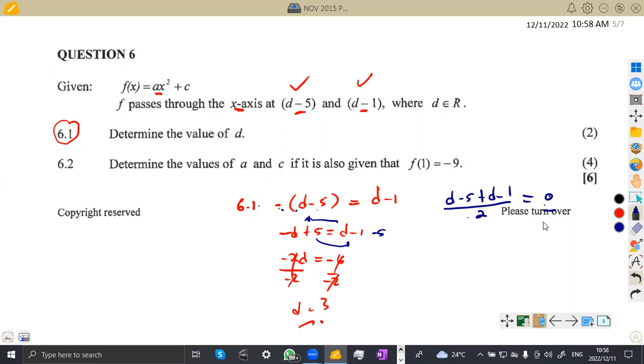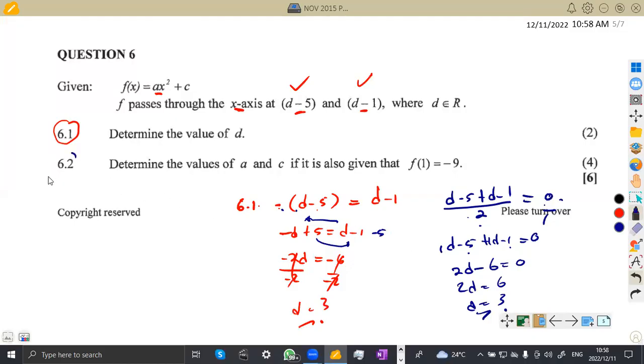So if you cross multiply, this is the same as 0 minus 1. So it's going to be d minus 5 plus d minus 1 is equal to 2 times 0. That's a 0. All right. So collect like terms, 1d plus 1d, that's 2d. Minus 5 minus 1, that's minus 6, is equal to 0. So 2d is equal to 6. Divided by 2 by 2, d is equal to 3, using the average concept.